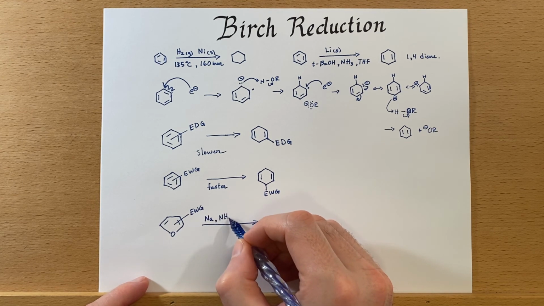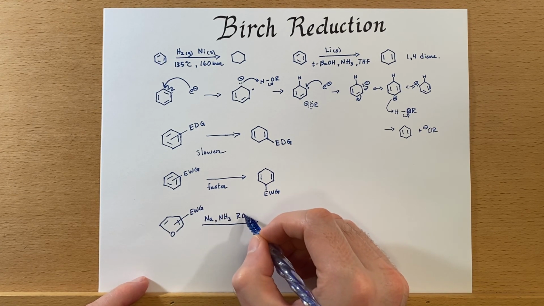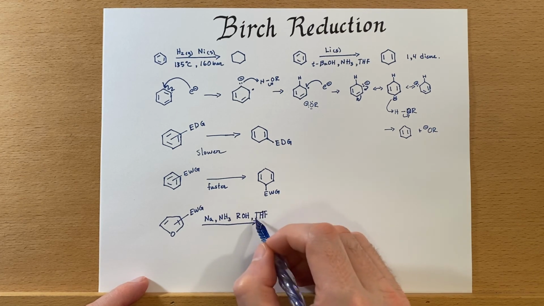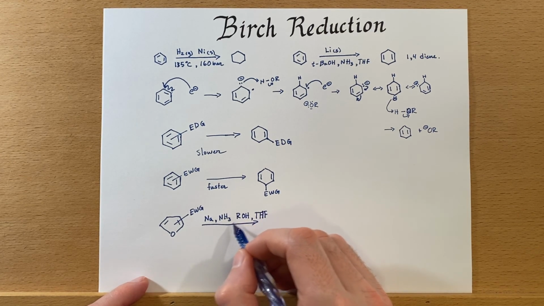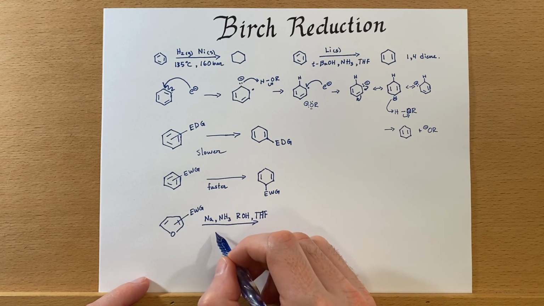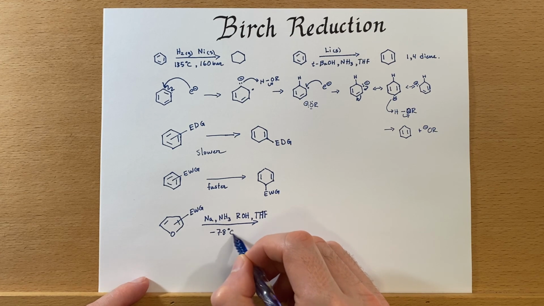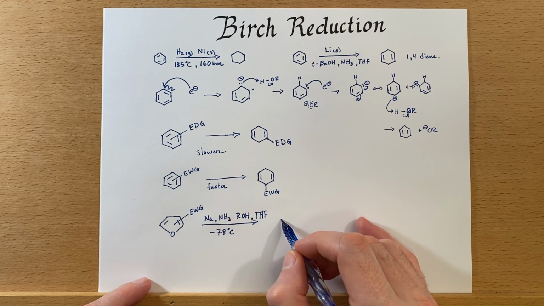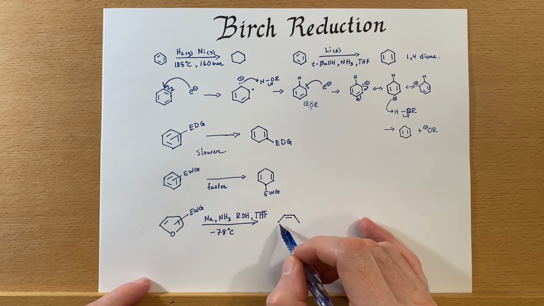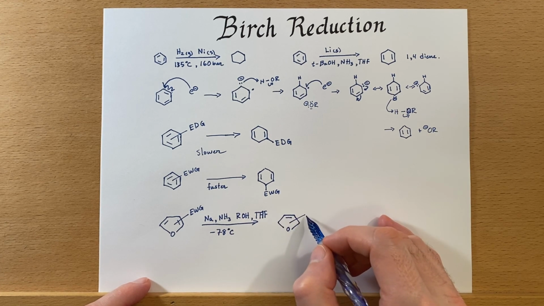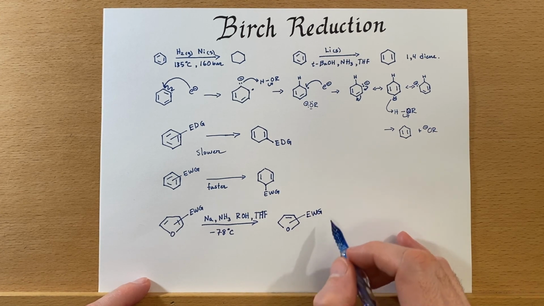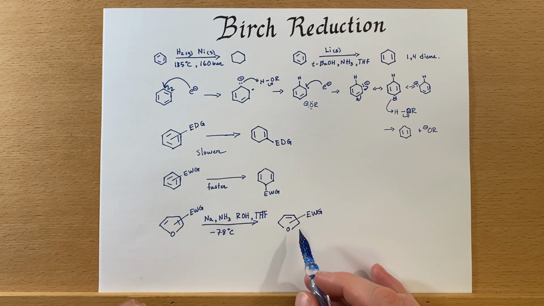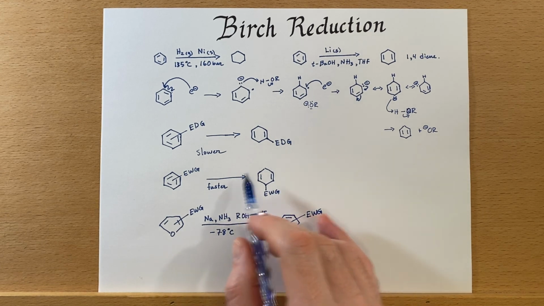And similar conditions, right? We need some kind of alcohol as a proton source, THF as our main solvent. We need the liquid ammonia for the dissolving metal part. And we'll need it to be cold so the ammonia is actually liquid. And the product of this, when you have a 5-membered ring, looks like this, with somewhere an electron withdrawing group. So it is possible to do on other than benzene compounds.